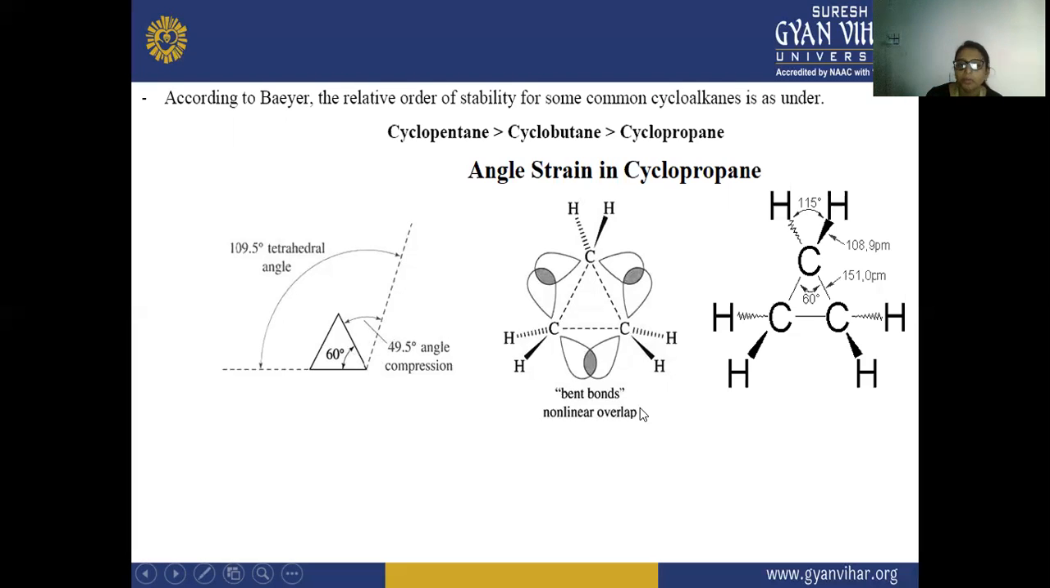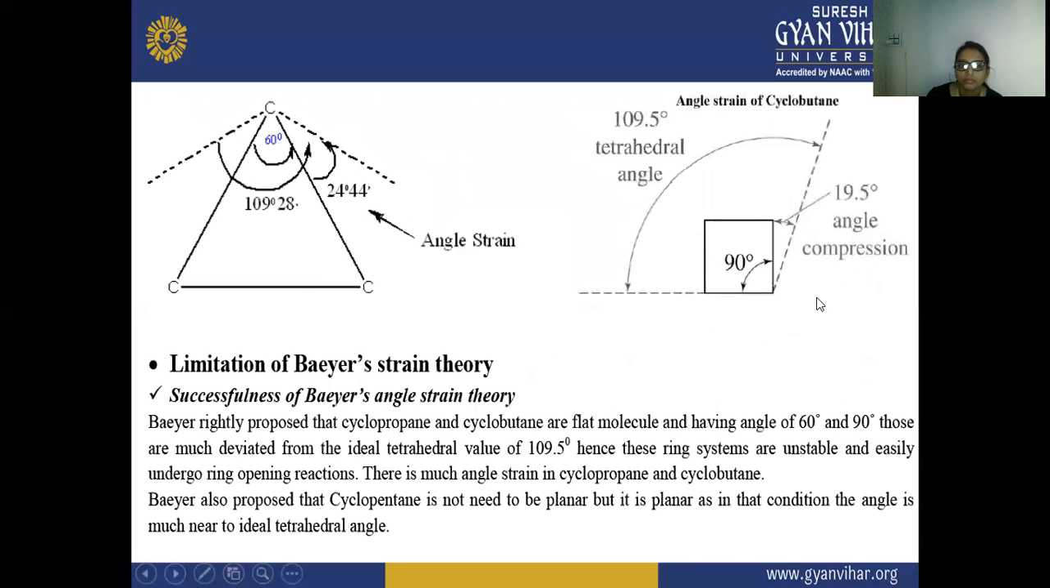Here the bond has non-linear overlapping. Here you can see the non-linear overlapping. Between these there is a 115 degree angle, and between these carbons there is a 60 degree angle. Now, the limitations of Bayer strain theory. What are the limitations of this Bayer strain theory?